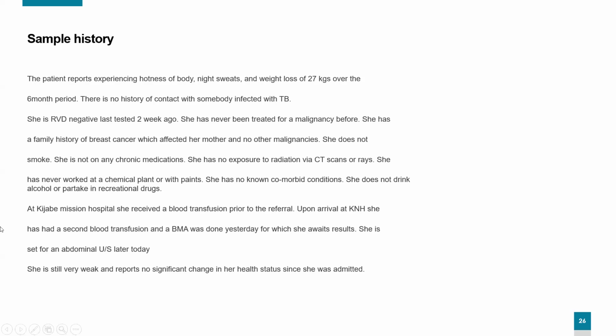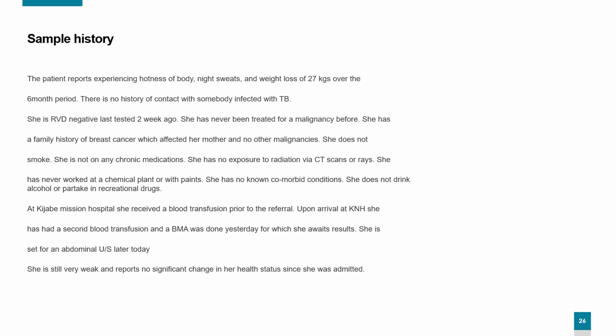She does not smoke. She is not on any chronic medications. She has no exposure to radiation via CT scans or X-rays. She has never worked at a chemical plant or with paints. She has no known comorbid conditions. She does not drink alcohol or partake in recreational drugs.